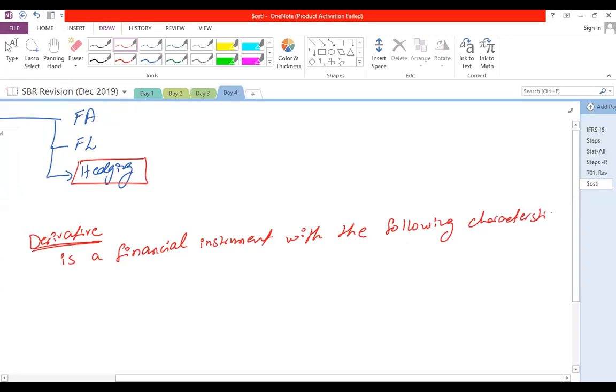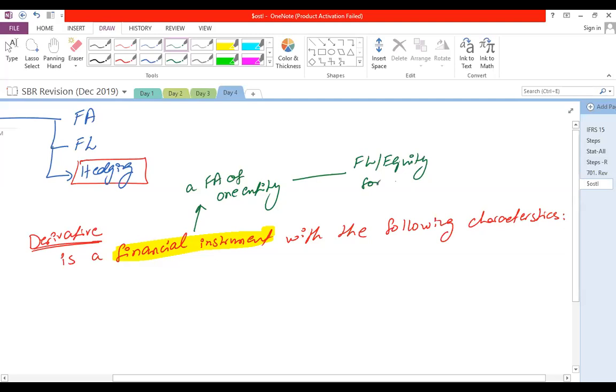Yes, a lot of people struggle in this topic. So the first point is that derivative is a financial instrument. Now, what exactly is a financial instrument? Financial instrument is basically a financial asset of one entity and a financial liability or equity for the other entity. So any instrument which is a financial asset of one entity or a financial liability or equity of another is what is called a financial instrument.